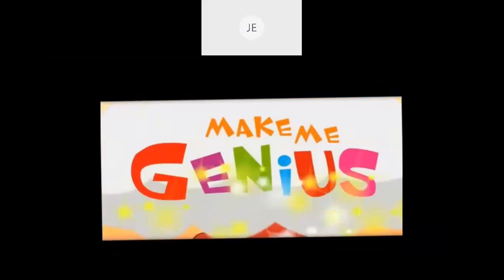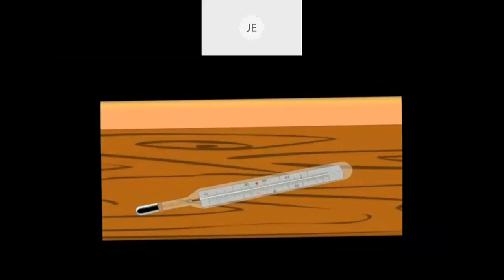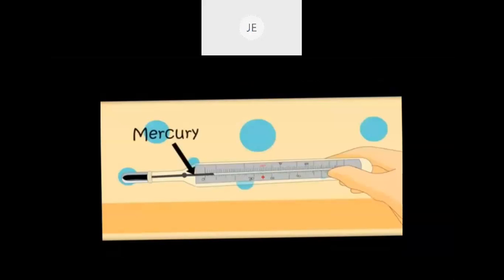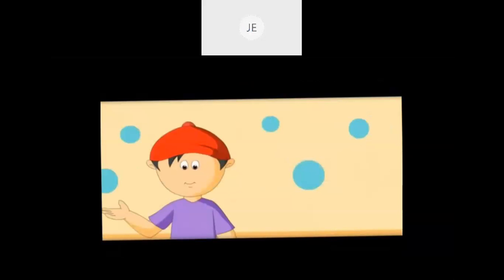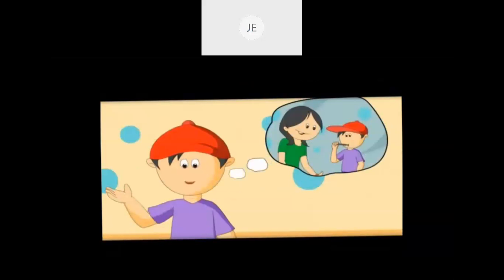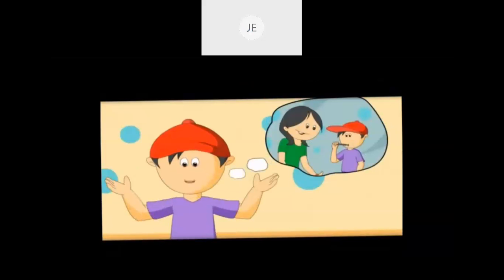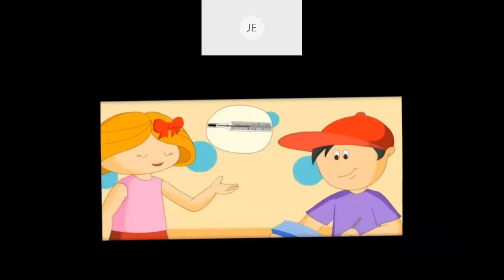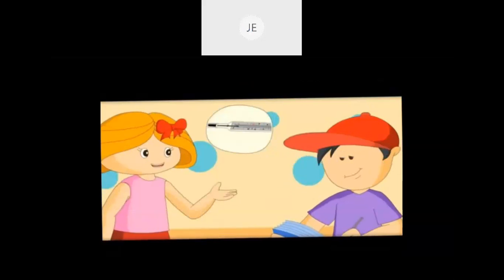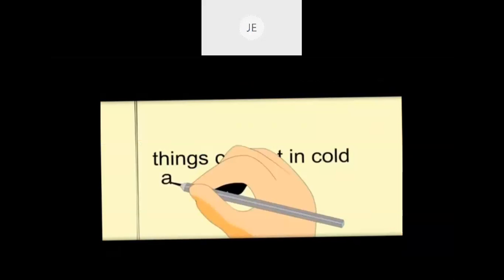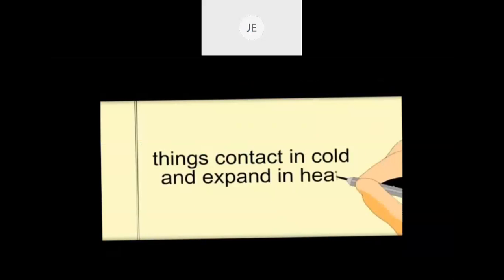I want to show one instrument of measuring temperature. What is inside this tube? It is mercury, a liquid which expands and contracts very fast. Oh, that is why Mama uses it to measure body temperature. Yes, if your body is cool, it would contract, and if it is hot, mercury would expand. Yes, in this way, we can measure temperature.